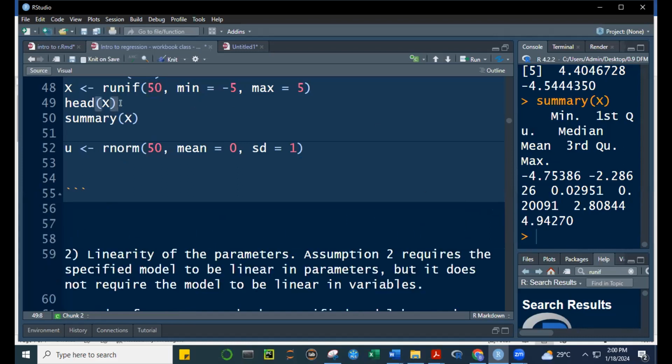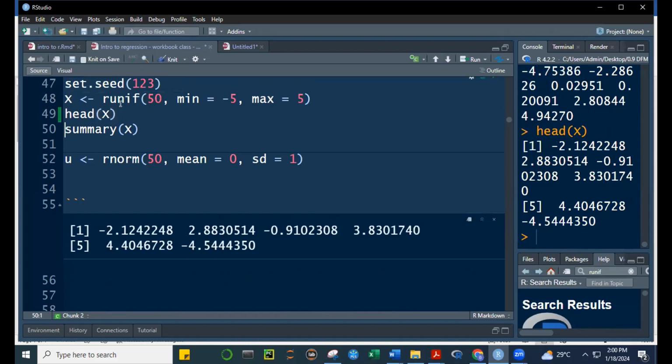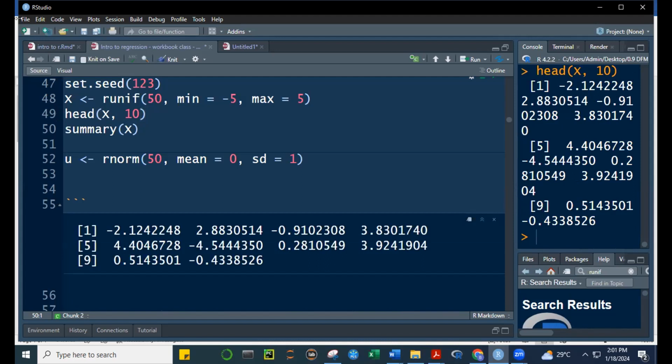Hindi nyo pa nasagot class yung tanong ko. How does my x value compare with yours? By the way, the head function, okay, for those who don't know yet, the head function will give us the first 6 values of your object. We can define this to be, for example, 10. Head ng x, yung first 10 values yan. Control Enter, yan. Ibibigay sa atin yung first 10 values.